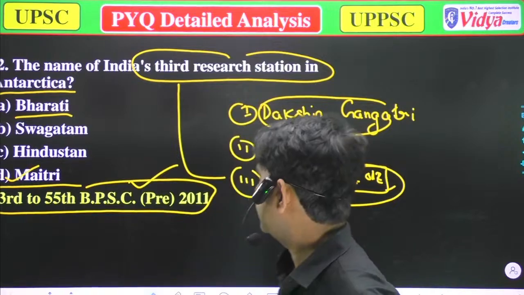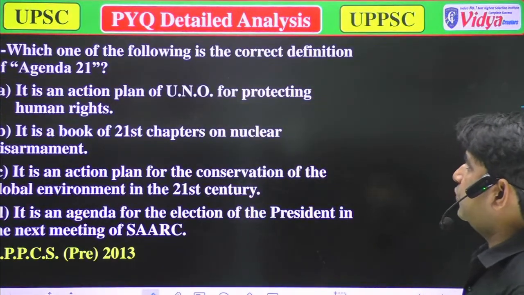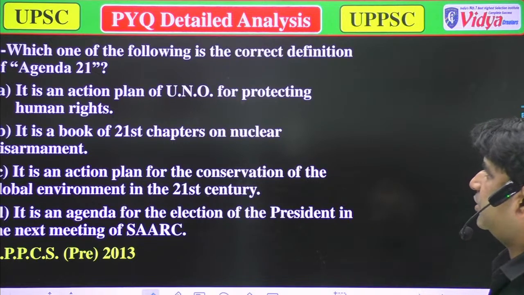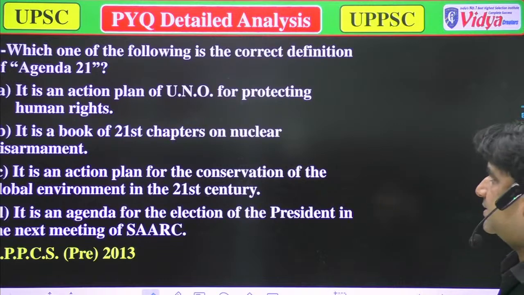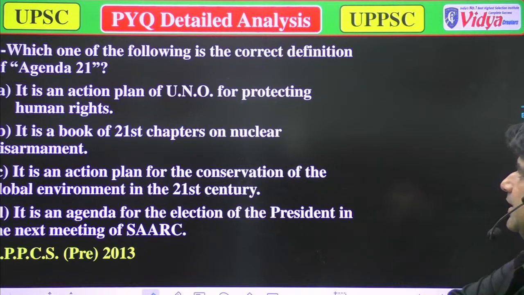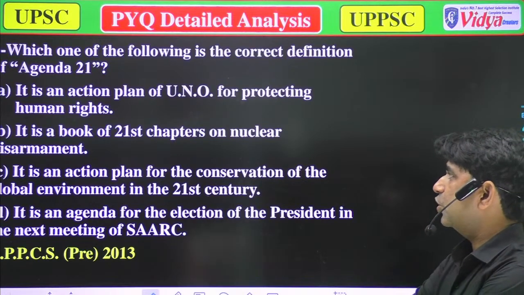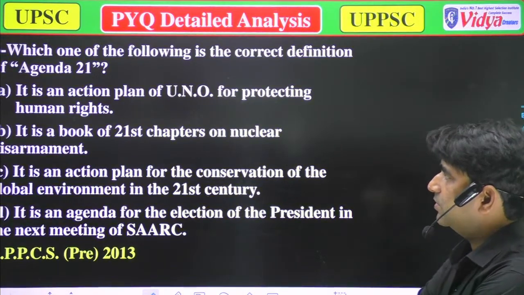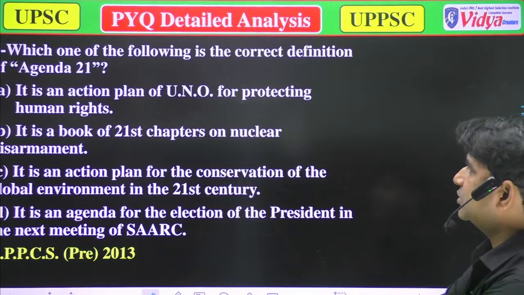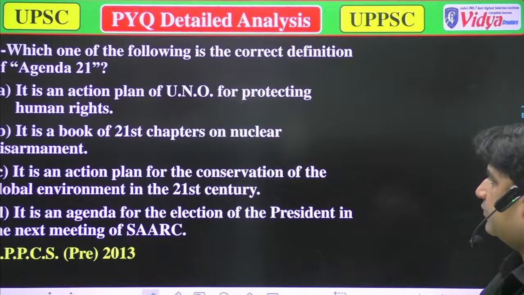The next question is: which one of the following is the correct definition of Agenda 21? A, it's an action plan of the UN for protecting human rights. B, it's a book of 20 chapters on nuclear disarmament. C, it's an action plan for conservation of the global environment in the 21st century.